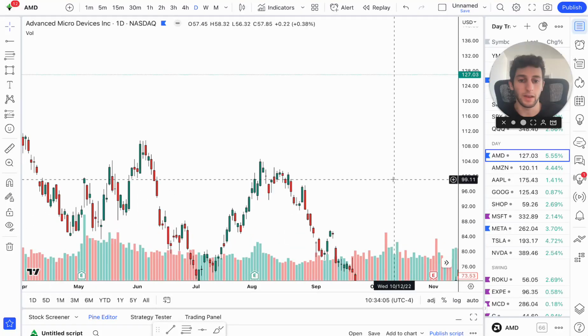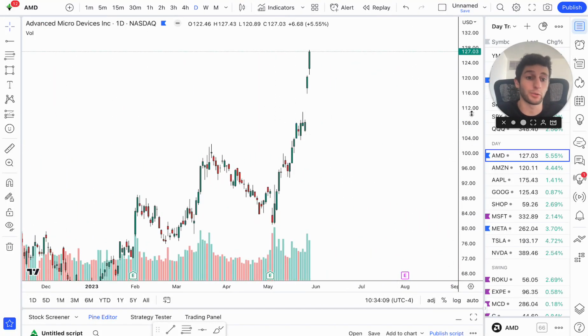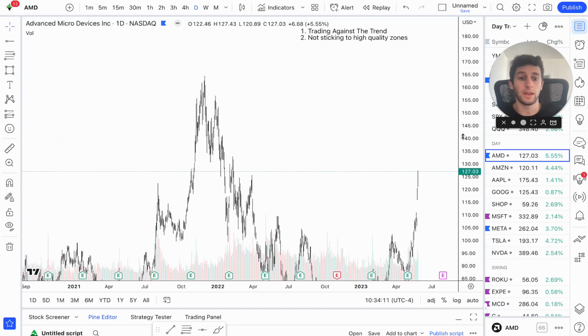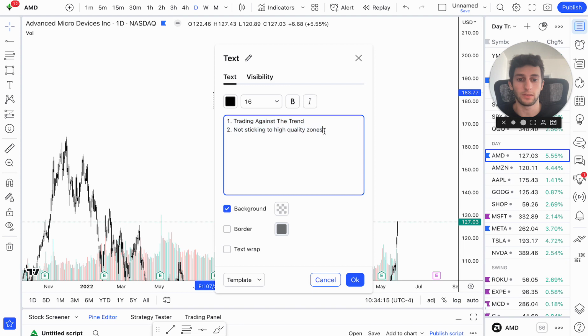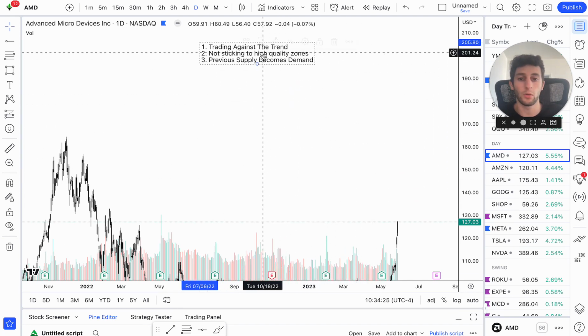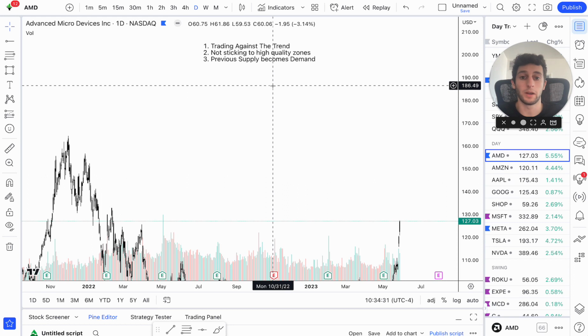Now, let's move on to the last one, all right? The last mistake that I see a lot of other traders out there saying to do. Now, this is just my opinion, I don't like to trade this. Third one is the idea that previous supply becomes demand. Okay, I don't know where people ended up thinking of this. I don't know who told you this. That is not how you trade supply and demand, at least in my opinion. Okay, that is not how supply and demand works. I've tested it. It does not work like that.